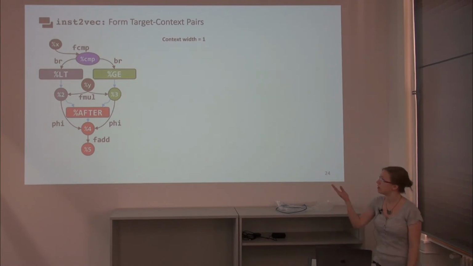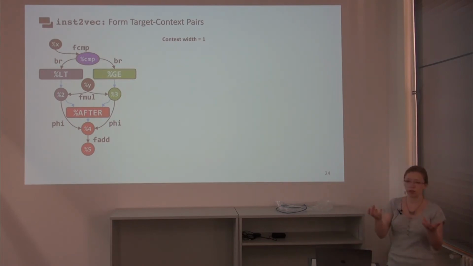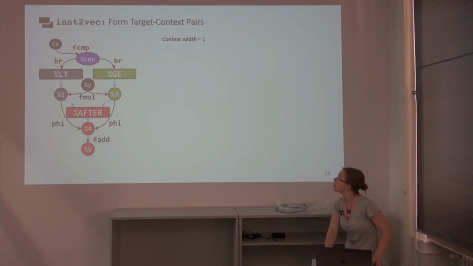Now, given our XFG, we then need to actually make these target context pairs. And here I need to talk about a concept called context width. How wide is your context, or how far do you need to go to actually consider that one statement is in the context of another statement?